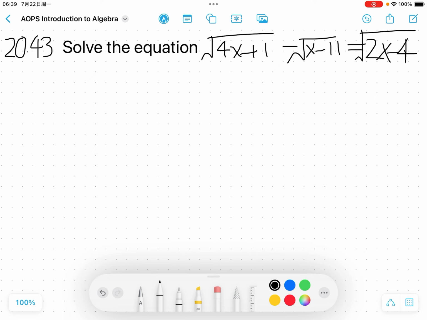When you have a square root or multiple square roots, you try to put all the square roots on different sides and you try to square them. If you have 3 square roots, you put 2 square roots on one side and 1 square root on the other. But this equation has already done that for us, so you don't need to do anything. We just square both sides.